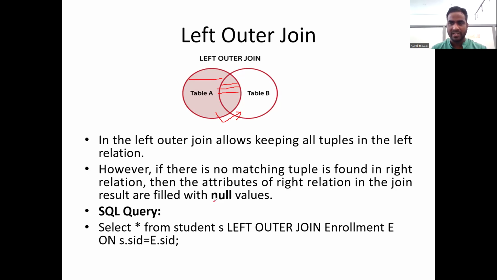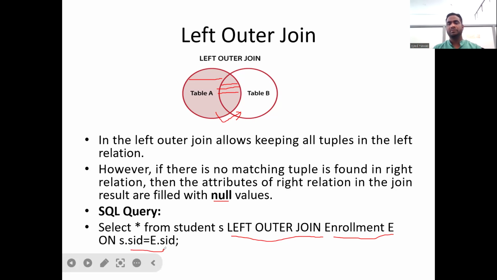Those values will be replaced as null. Okay. So anyhow, common tuples will be replaced. You will find in the resultant output the common tuples and the tuples in the left side of the relation. And if there is no matching tuple found, those values will be replaced as null. So how do you specify the query? Select star from student S left outer join the other table, that is enrollment E on S.SID is equal to E.SID.